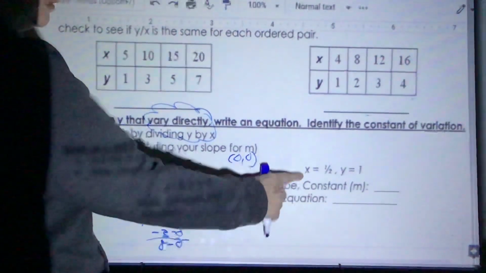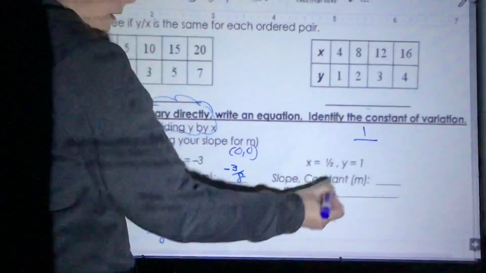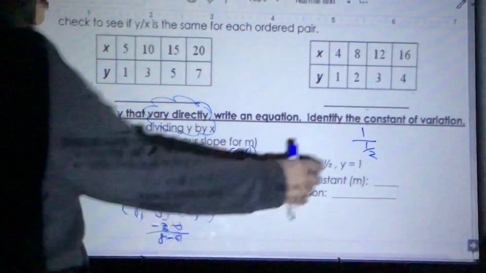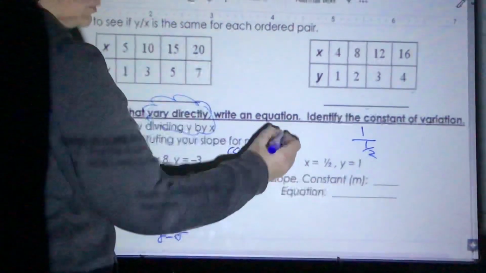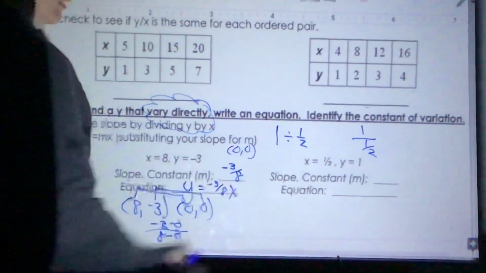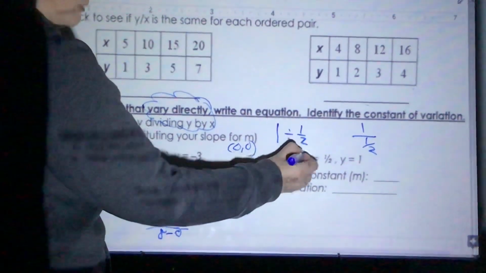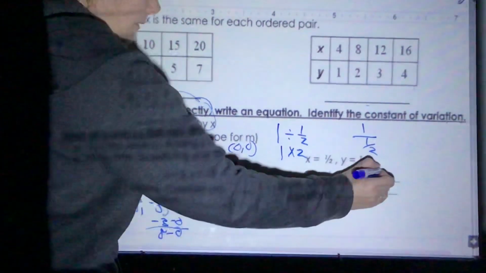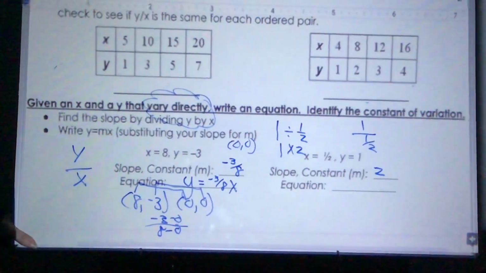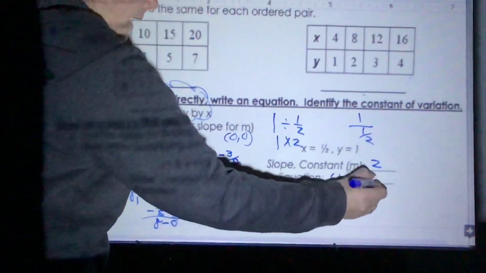So now here, I know that this is a direct variation. So I'm going to write my y number on top, my x number on bottom. But that looks funky. You can't have a fraction and a fraction. So this literally says to take 1 and divide it by 1/2. When you divide by a fraction in math, it's the same as multiplying by the reciprocal. So the direct variation constant, the constant of variation would be 2. That's our slope. So the equation would be y equals 2x.